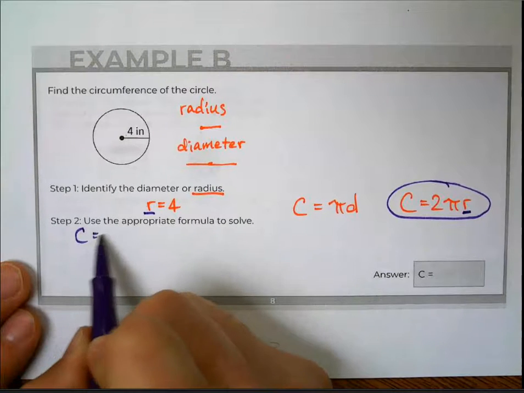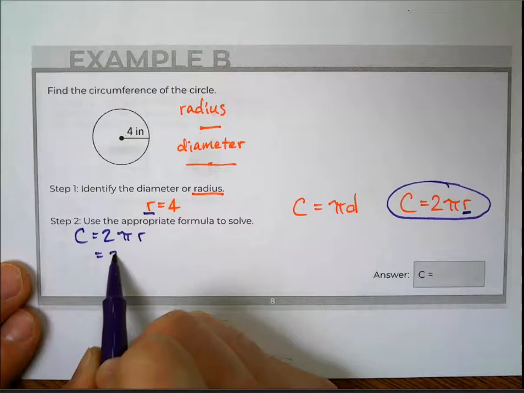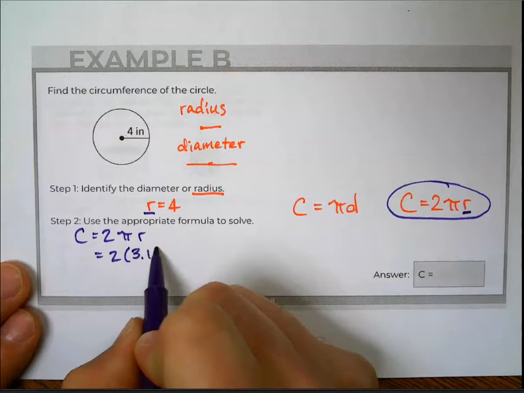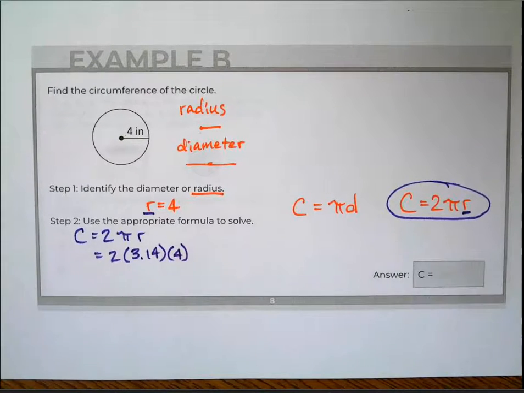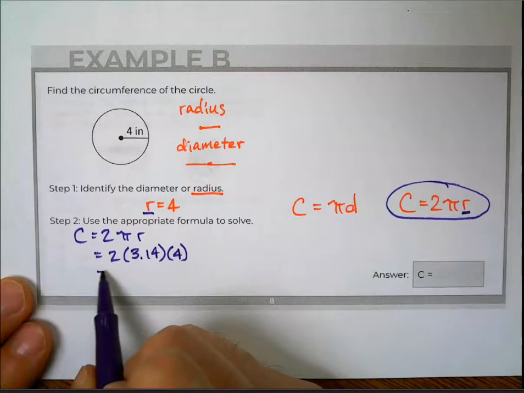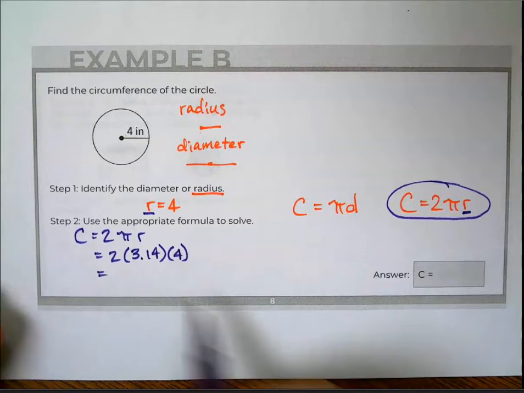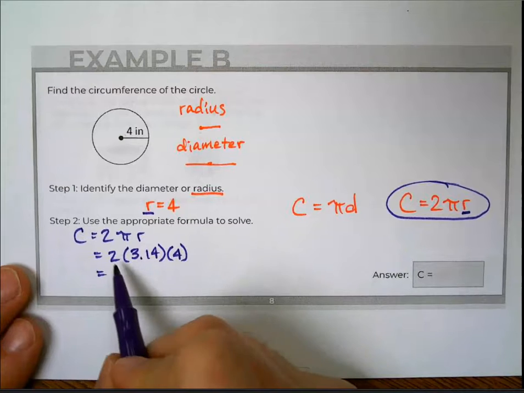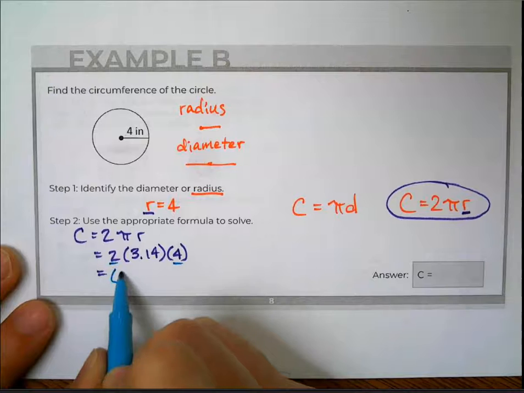So circumference equals 2 times pi times radius. So that's going to be 2 times, for pi, this time I'm going to use 3.14 times the radius, which is 4. Okay, I need to multiply. Multiplication is a little bit like addition. It doesn't matter what order you do it in. So I'm going to multiply the two whole numbers first. 2 times 4 gives me 8.